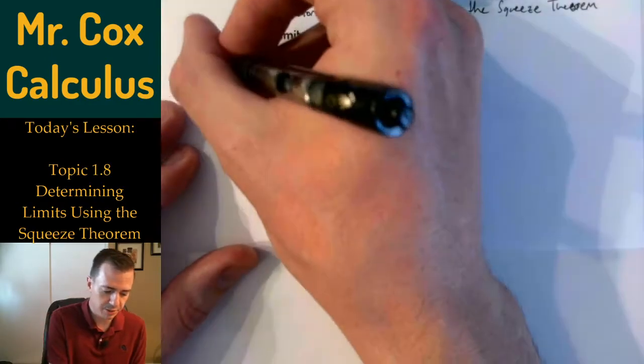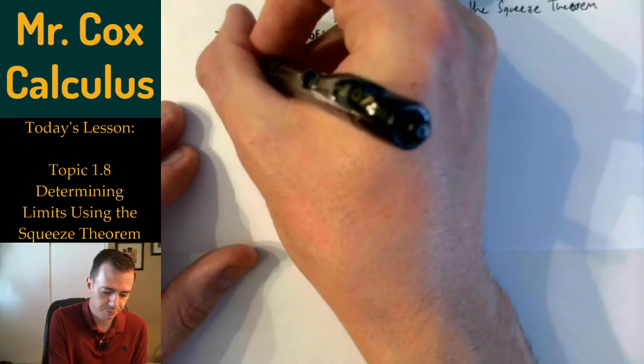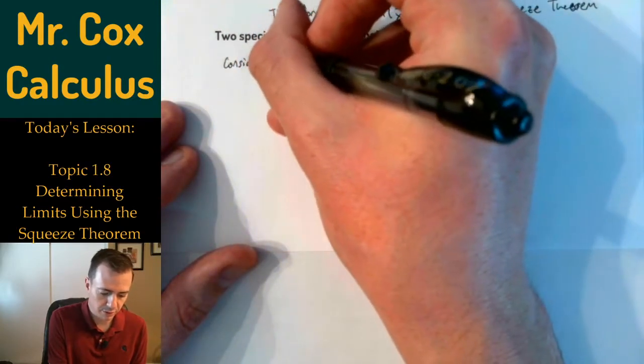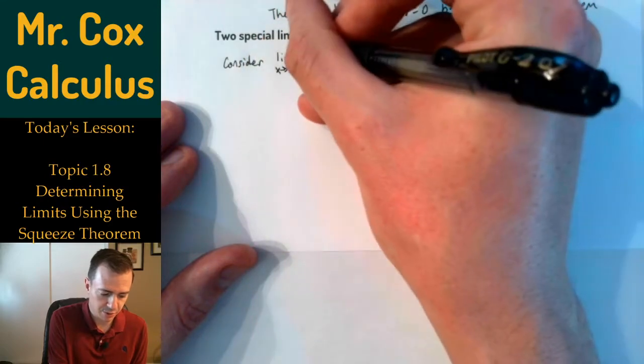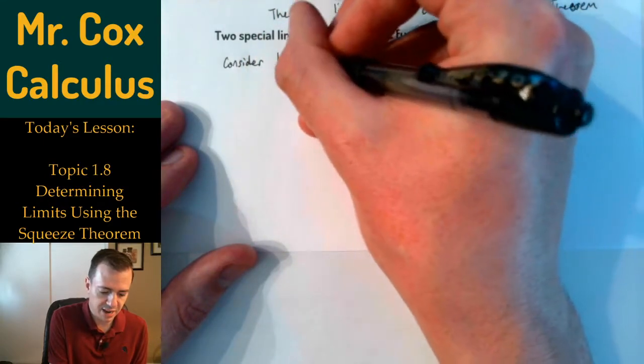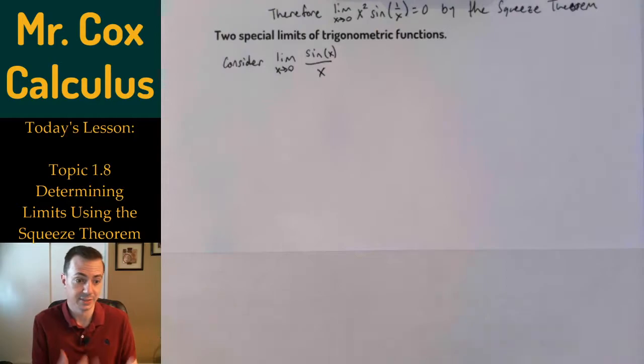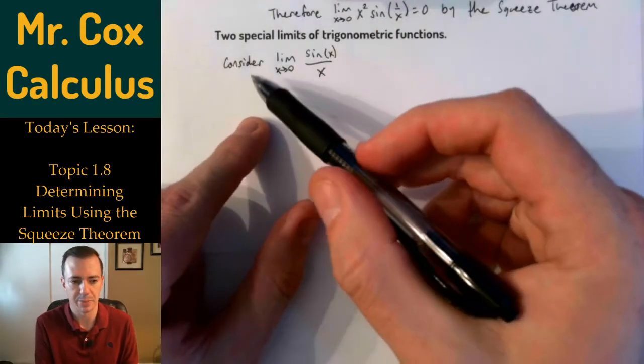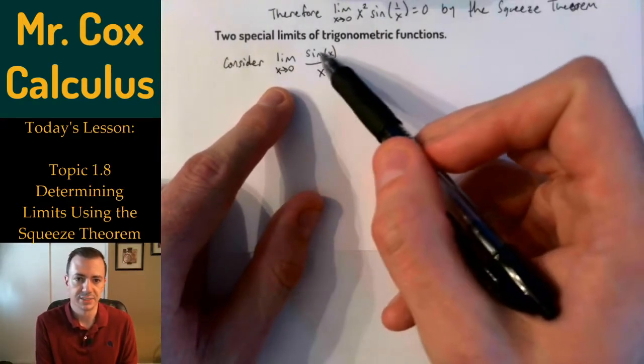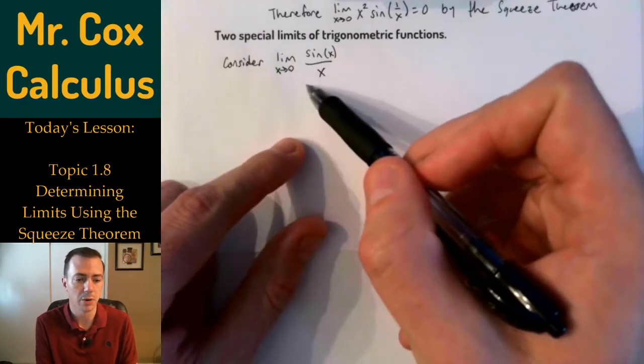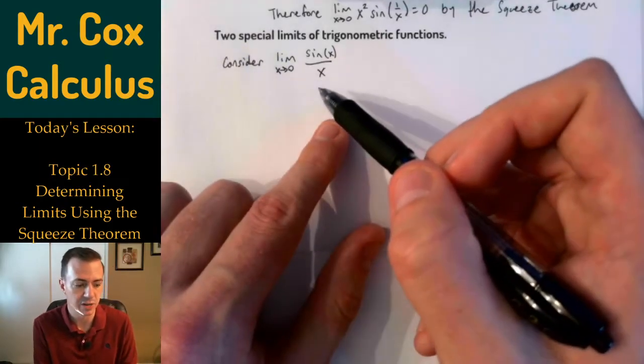Let's take a look and consider the limit as x approaches 0 of the sine of x divided by x. And again, we should try to see what happens with direct substitution. Sine of 0 is 0. Obviously 0 is 0, so I do get this indeterminate form.